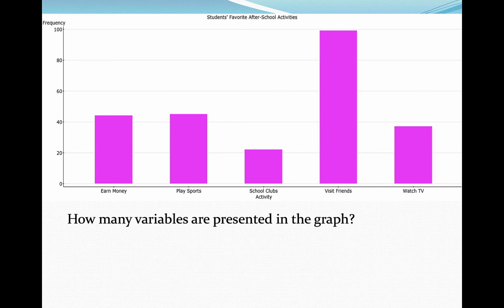One of the things to be careful about is thinking about how many variables there are on this graph. Do keep in mind that this is a single variable. There's one variable, which is after-school activity. There are 5 bars, meaning there are 5 categories for this variable. So there's one variable and 5 categories. So make sure you distinguish there between the variables and the categories of that variable. When you have a qualitative or categorical variable, then of course each of the bars represents the outcomes or the categories. They do not represent different variables.